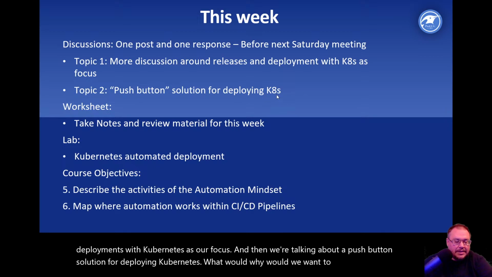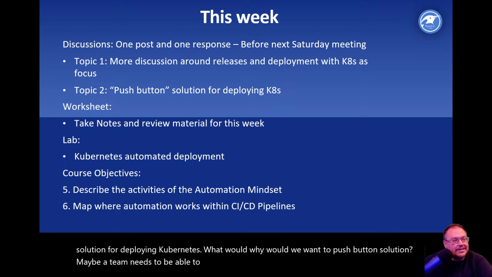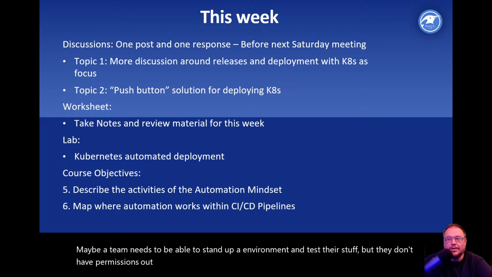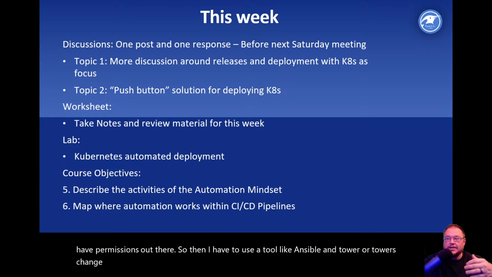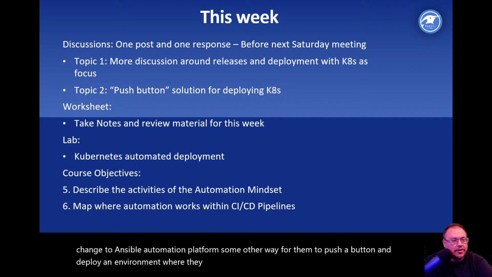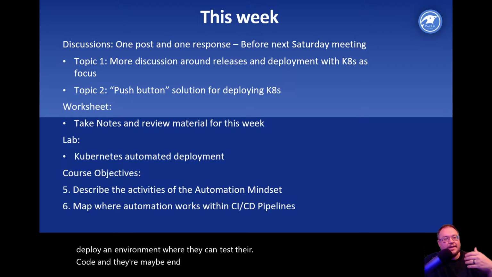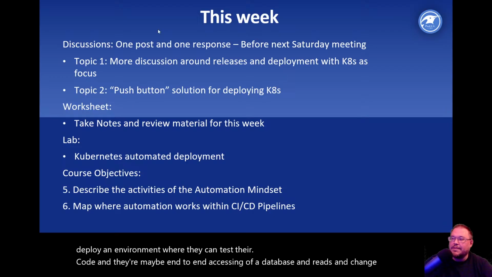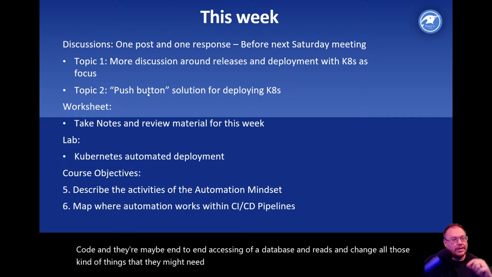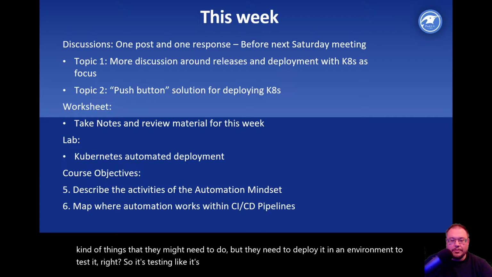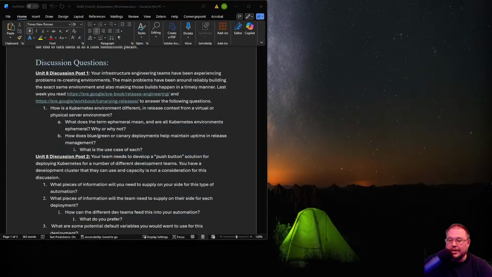Maybe a team needs to be able to stand up an environment and test their stuff, but they don't have permissions out there. So then I have to use a tool like Ansible and Tower, or Tower's changed to Ansible Automation Platform, some other way for them to push a button and deploy an environment where they can test their code and their, maybe end-to-end accessing of a database and reads and changes, all those kind of things that they might need to do, but they need to deploy it in an environment to test it, right? So it's testing like it's in a real system. So that kind of looks like this. Let's pull up Unit 8.